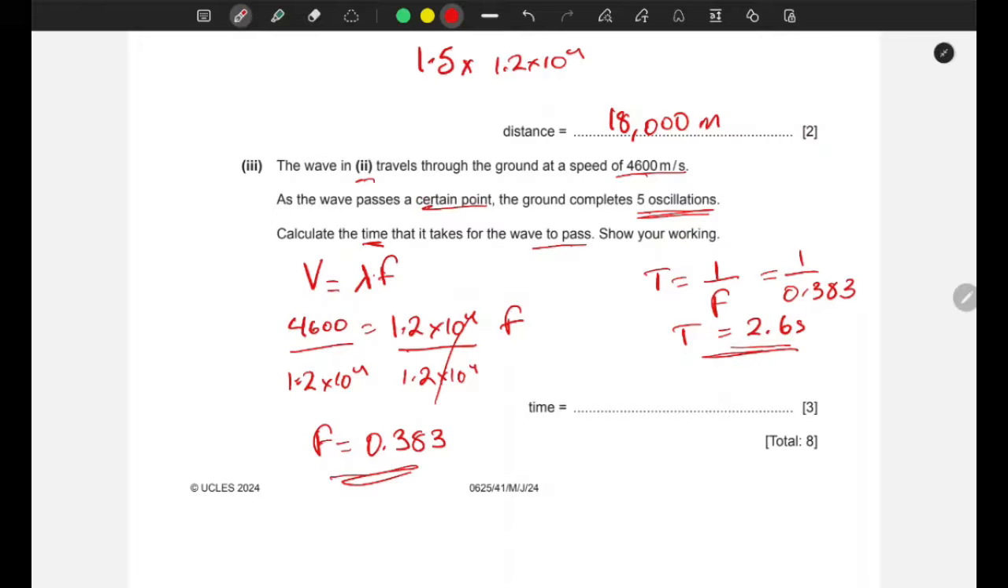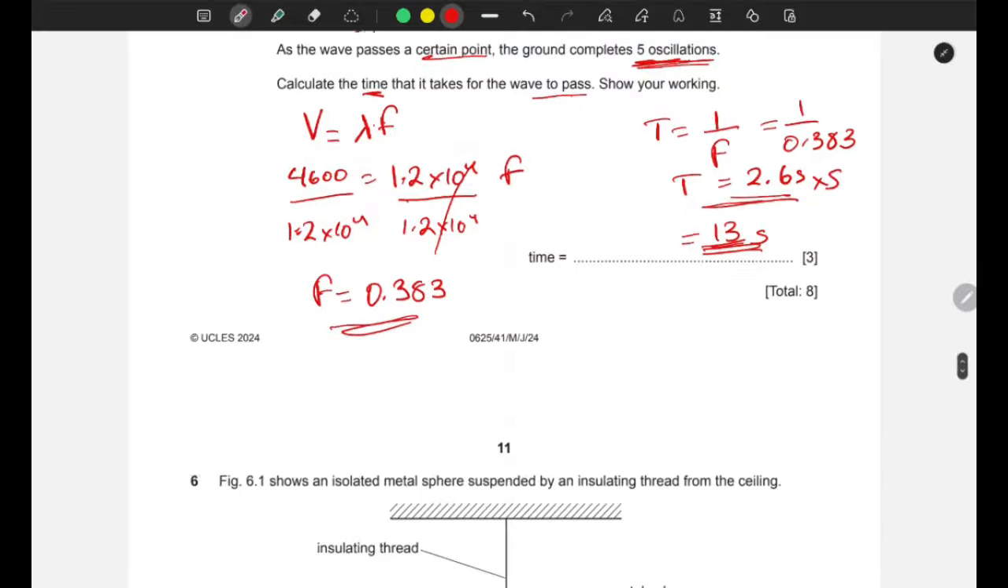But the ground completes 5 oscillations, and this T is for 1 oscillation. So we multiply that by 5, so 2.6 times 5, that would give us 13 seconds. So the total time is 13 seconds.